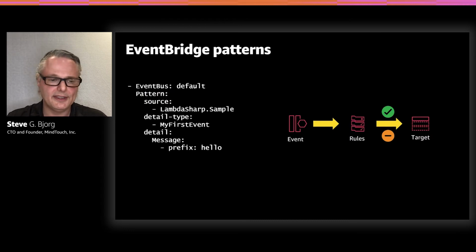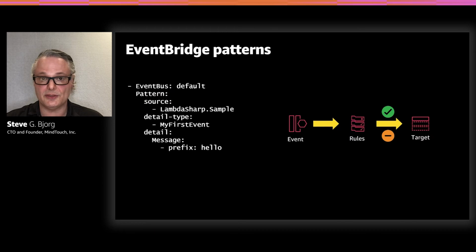So rules have patterns. And as I was showing earlier, we have to specify which event we want to listen to. So you can list multiple constraints for the events you would like to receive, such as the source, which we used, the detail type, which we used implicitly by providing a type to subscribe to. And then, as shown in this example, you can even match on data inside the events. For example, here we told it to only forward events that have a prefix of hello. So EventBridge rules are quite powerful in extracting just the data we want.